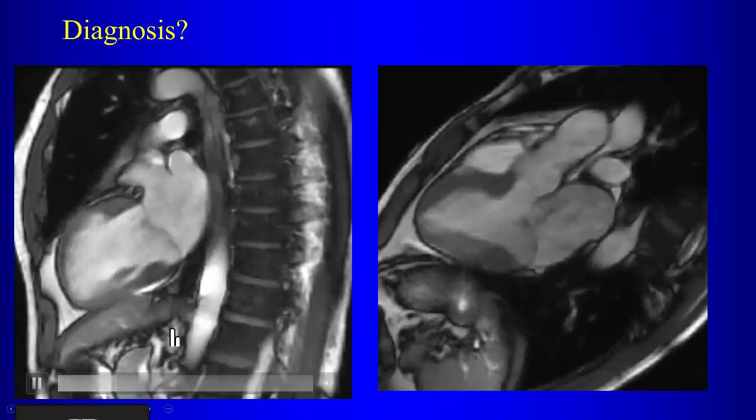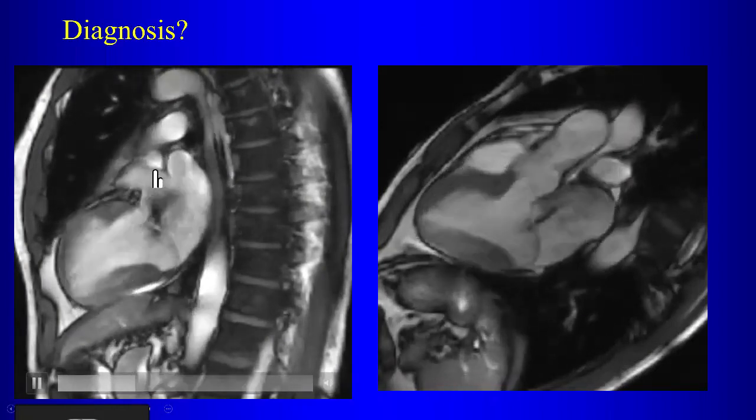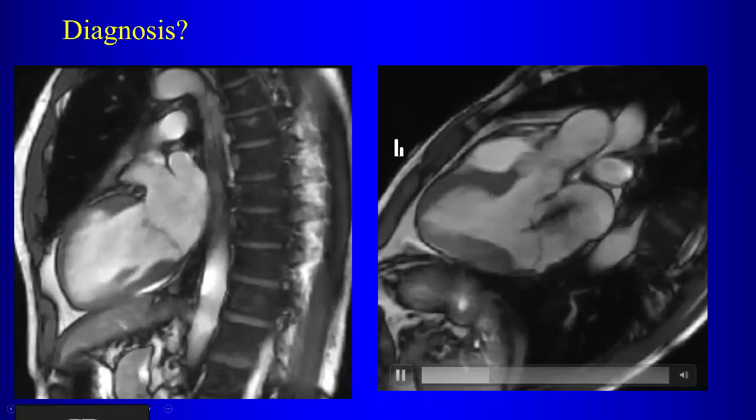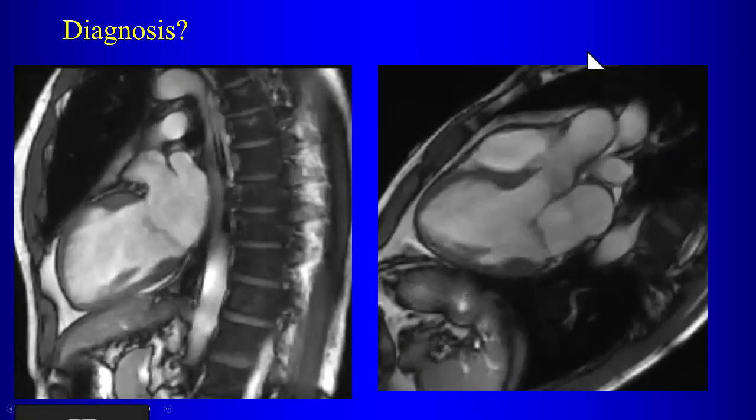This view is the two-chamber view, right? That's the left atrium, left ventricle. This over here is the left atrial appendage. And this one, of course, is the three-chamber or left ventricular outflow tract view. So what's wrong with this patient?